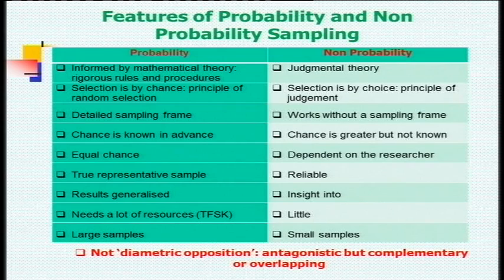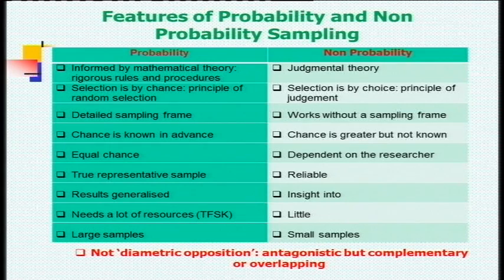Probability sampling uses a detailed sampling frame. You first need a list of all the units in the target population to be able to implement probability sampling. Non-probability sampling works without a sampling frame. You don't need first to create a list of all the units or people. You can start with one person available and then continue to assemble your study sample. Probability sampling gives an equal chance to all the units, while in non-probability sampling, inclusion in the sample depends on the judgment of the researcher.